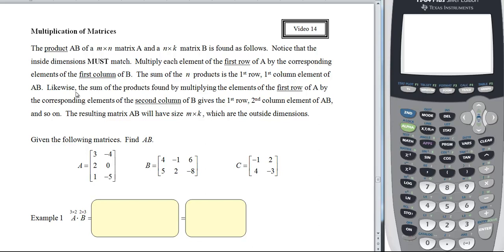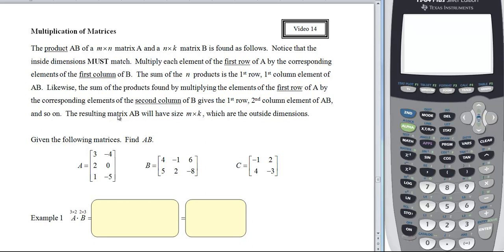Likewise, the sum of the products found by multiplying the elements of the first row of A by the corresponding elements of the second column of B gives the first row, second column element. So I can tell you what element I want, and that tells you what row and what column you have to multiply. And it's always row times column. That's another reason I use RC, row times column.